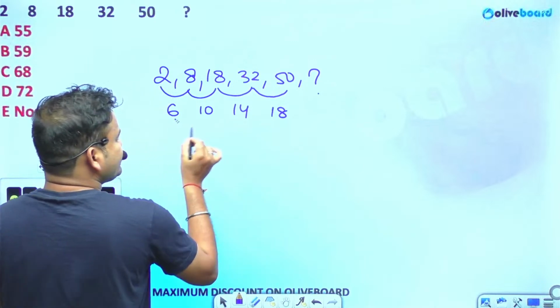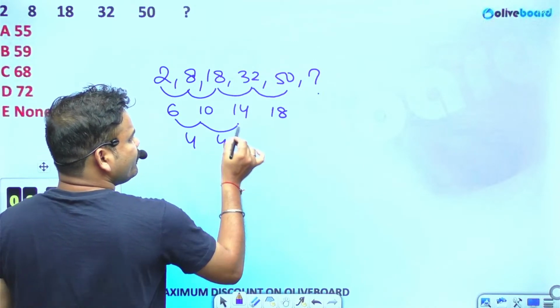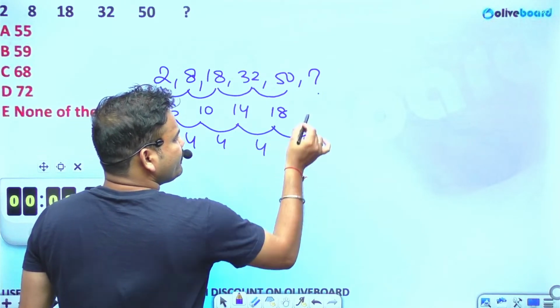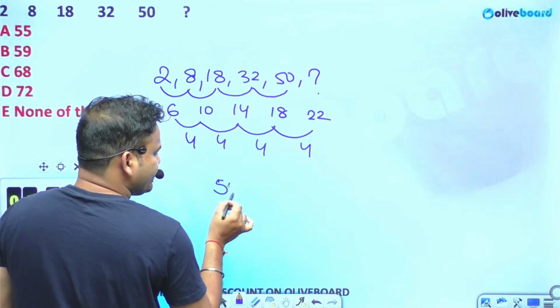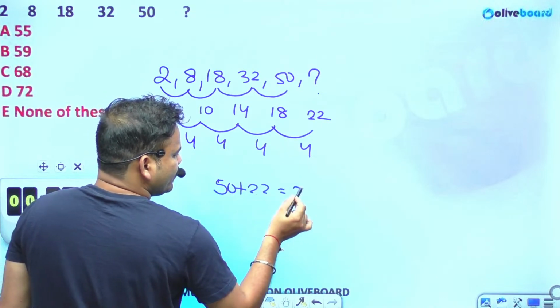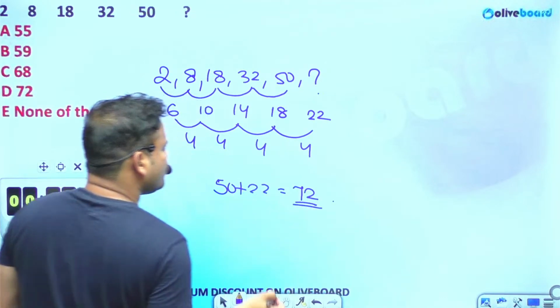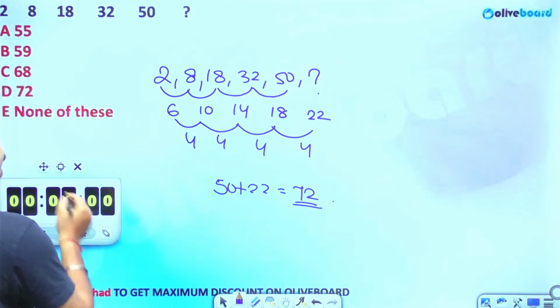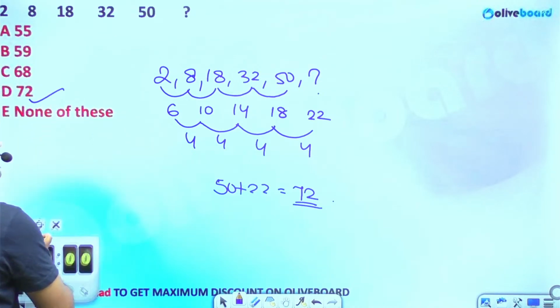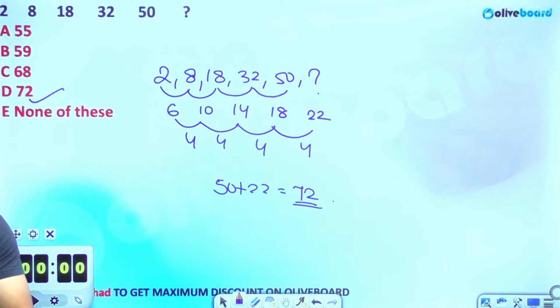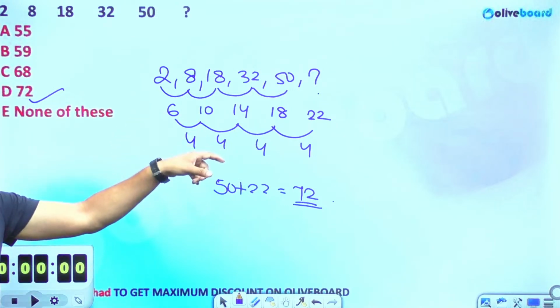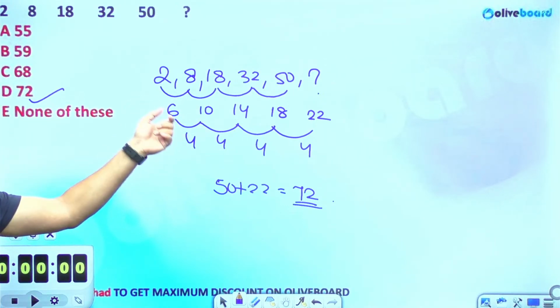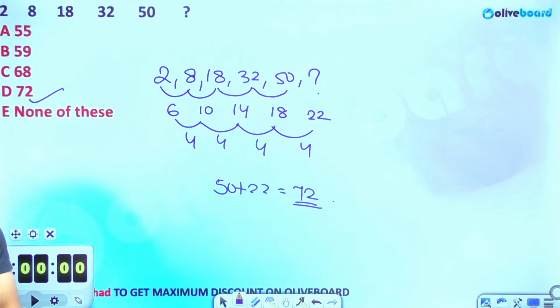So what is the increment? The double increment is of 4, 4, so it means the next increment will be 22. So the moment you are adding 50 plus 22, it is 72. And always remember that double differences or triple differences carry more than one method. So you can also do this with an alternate method, and it's not that double differences will be done in only this method. Double differences do carry more than one method.